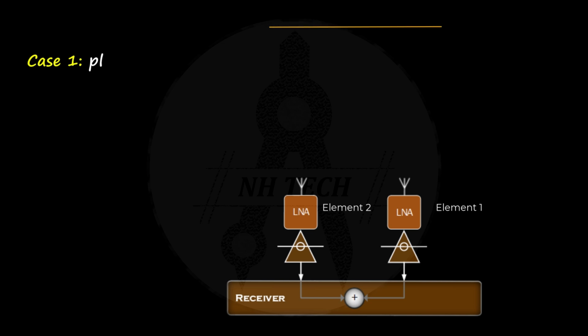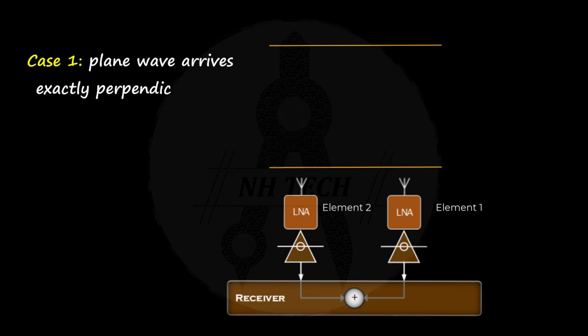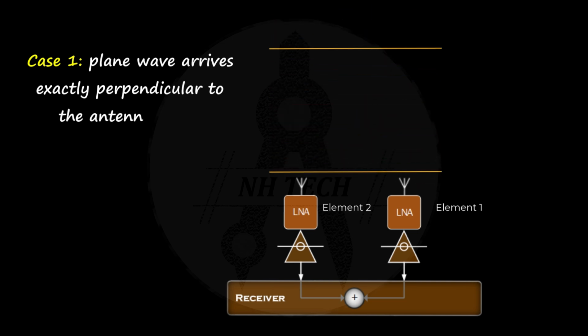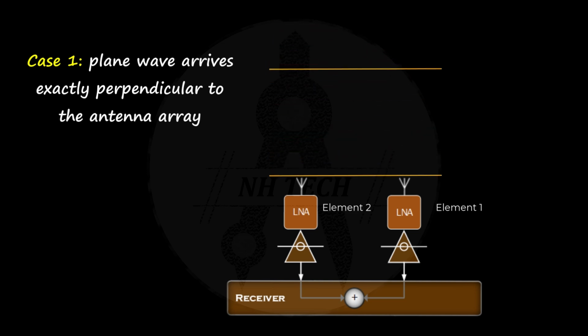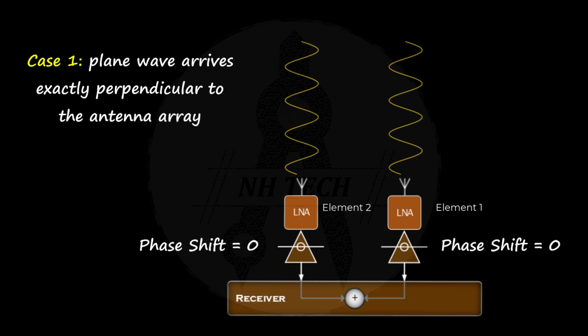First, suppose the incoming plane wave arrives exactly perpendicular to the antenna array. Since the wavefront is flat, it reaches both antenna elements at exactly the same instant. As a result, both antennas receive identical signals with the same phase. These signals pass through the receiver circuitry where they are amplified, filtered, and finally combined. Because they are perfectly aligned in phase, they add together through constructive interference, producing the maximum possible output signal.